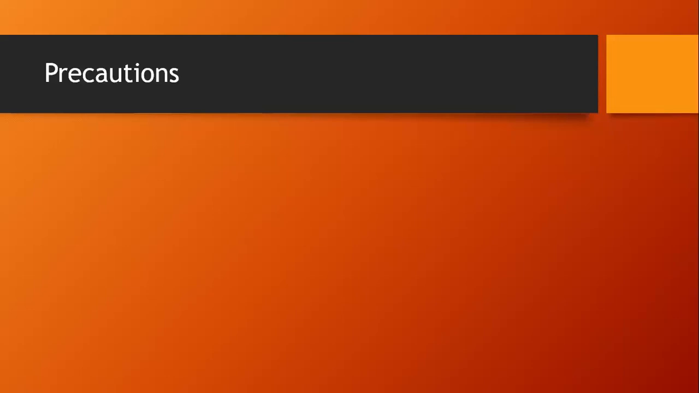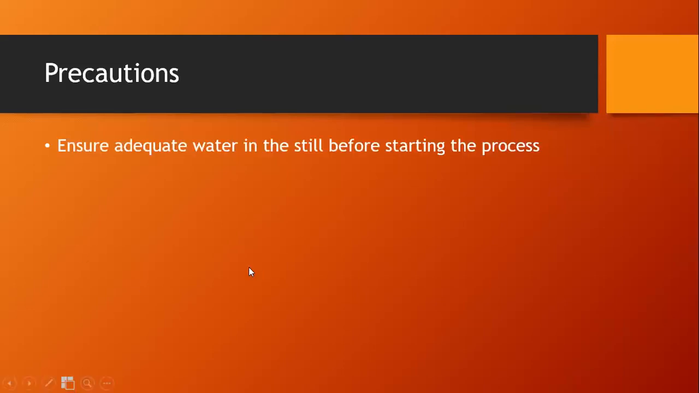So we have to also note some precautions to be maintained during this process. Okay, let us see it one by one. Number one, whenever you are using, be it your glass apparatus that we have seen in the previous slide, or an industrial level where metals are used and the electric coils are used, make sure that the water is adequate in the still. The quantity of water is already there before starting the process. Otherwise, everything will overheat and there's a chance of a fire hazard. So make sure there is some amount of water that is present before you start the process.